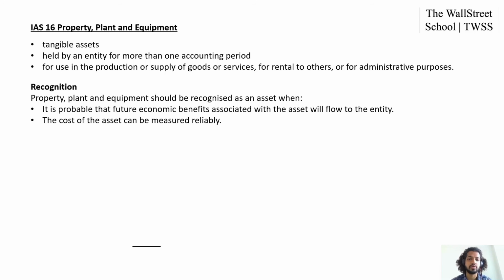So these are the two criteria that have to be fulfilled to recognize an asset under property, plant and equipment. First, there has to be an economic benefit from the asset that is probable to arrive to the entity in future, and the other one is the cost of the asset can be measured reliably. If these two criteria are fulfilled, only then we will recognize the asset as a property, plant and equipment. So in this video, we have discussed the definition of property, plant and equipment and the recognition criteria. In the next video, we will discuss about its initial measurement and subsequent measurement.